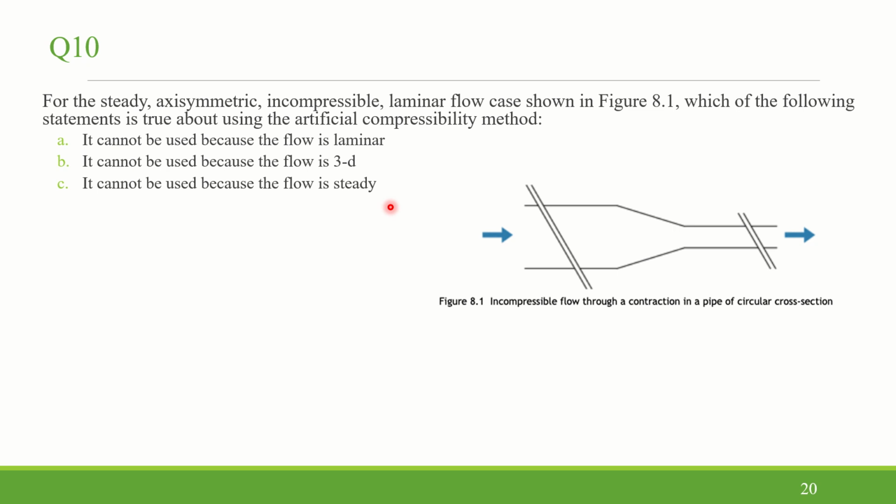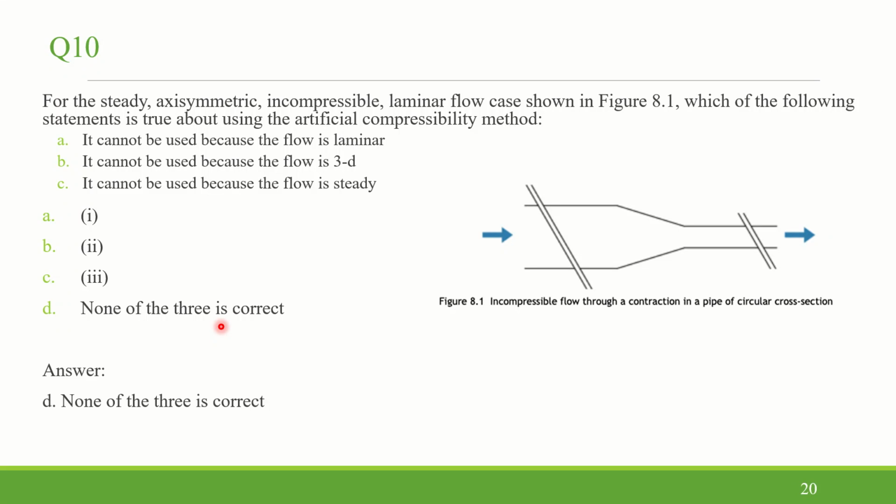Now when we look at the options, option A is 1, option B is 2, option C is 3, option D is none of the 3 is correct. The answer is actually option D, none of the 3 is correct is the right answer. Option D.